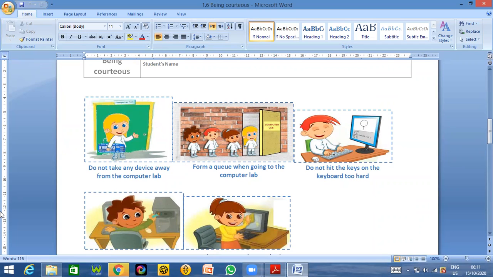Do not hit the keys on the keyboard too hard. If you press too hard, the buttons will come out or it will break. Look in the picture how the boy is hitting very hard. You should not hit hard. You should be gentle and smooth while using the computer.